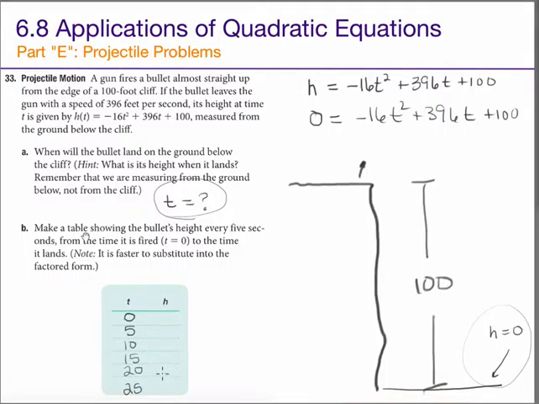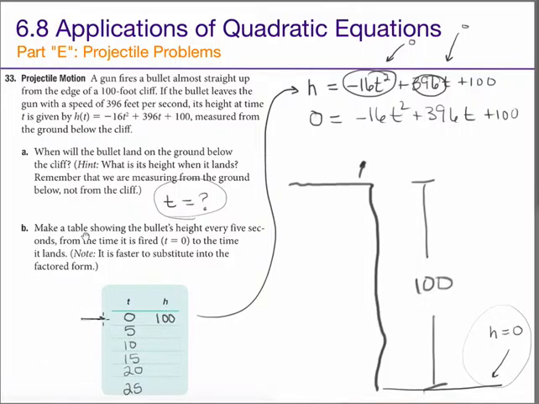Filling in this table means taking each of these t values and plugging it in to this equation. We've already done 0, because I said if t equals 0, what's the height of the bullet at that point? And we determined that if we plugged in 0 here and here, we would get 0 plus 0 plus 100. So the height of the bullet after 0 seconds is 100 feet. And that does make sense, because that's where it starts.